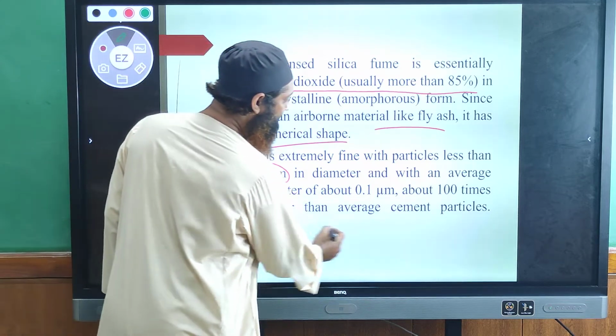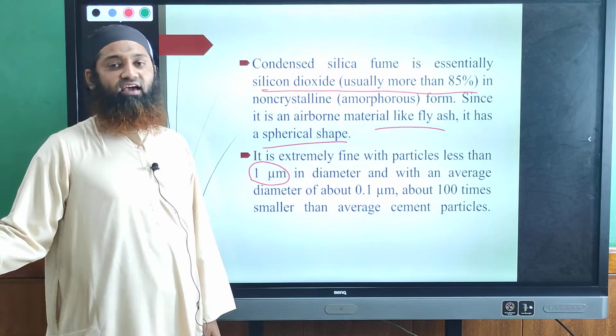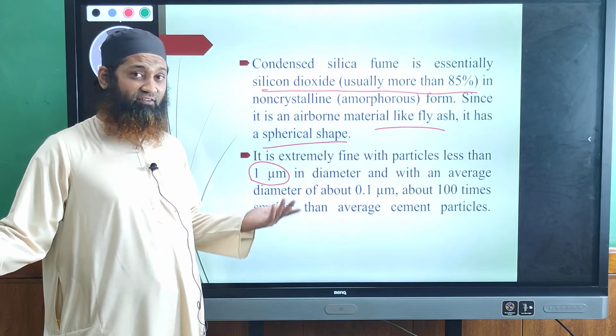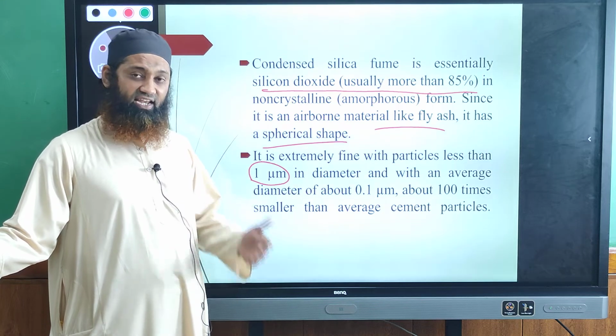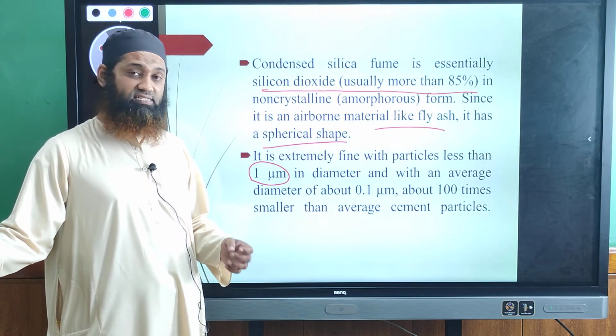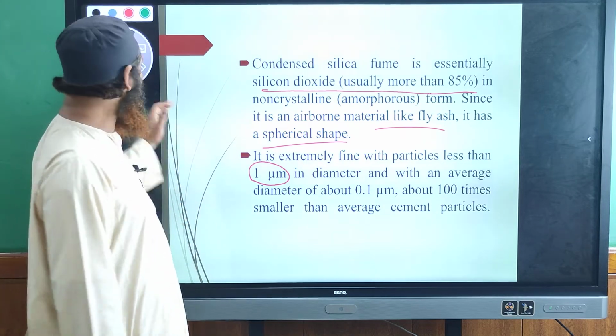It is about 100 times smaller than the average cement particle. You can just see here it is 100 times smaller than average cement particles. Now, though this has been achieved and the particle size is very good, much smaller than the Portland cement particle size, how does it perform? That is to be seen here.